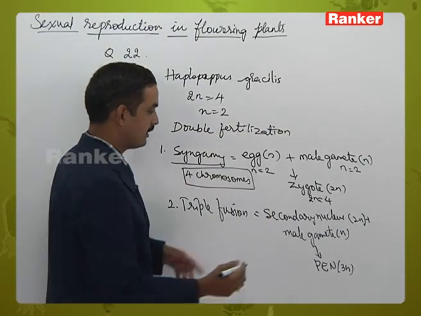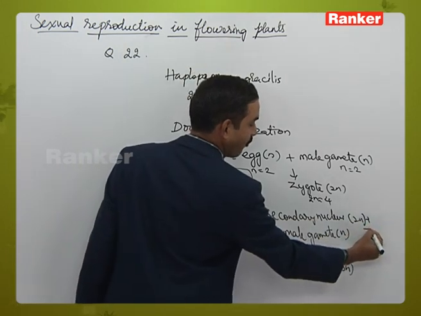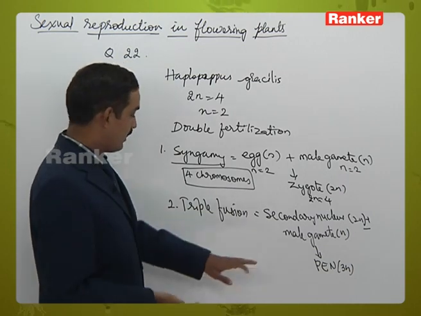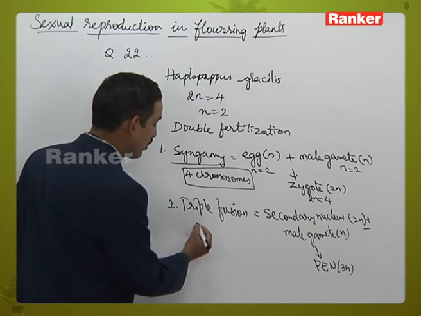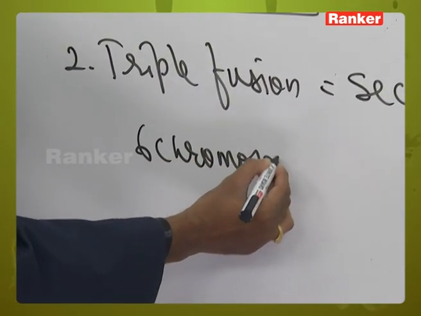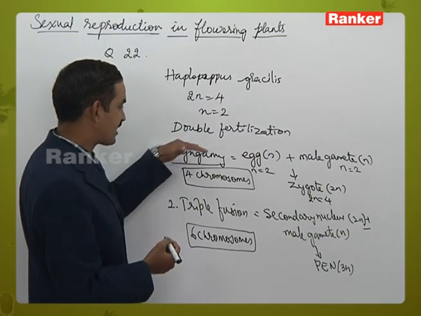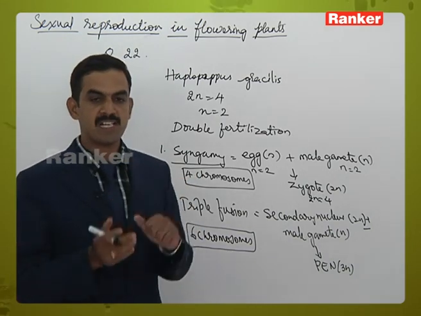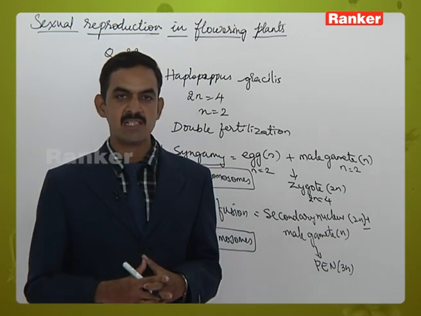Whereas in triple fusion, the secondary nucleus is diploid, so the number of chromosomes is 4 here. The male gamete is haploid, so the number of chromosomes is 2. That means the primary endosperm nucleus contains 6 chromosomes. So for triple fusion, the total number of chromosomes participating is 6. As double fertilization includes syngamy and also triple fusion, the total number of chromosomes participating in double fertilization in Haplopappus gracilis is 10.